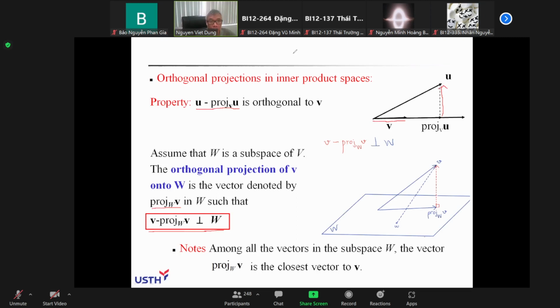And it has one important property, that is, the distance from V to its orthogonal projection is less than the distance from V to any other vector W inside the space W here. So that is the notion of orthogonal projection of a vector V onto W.